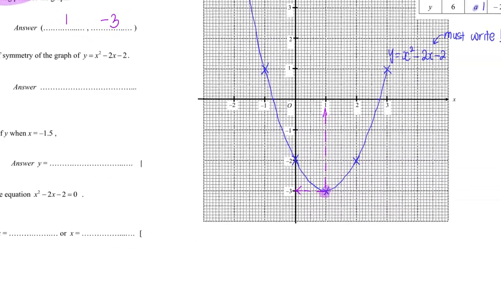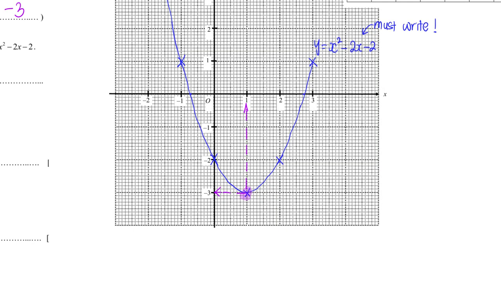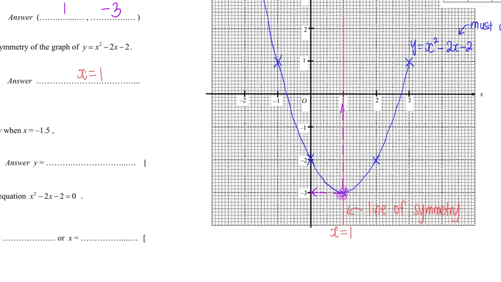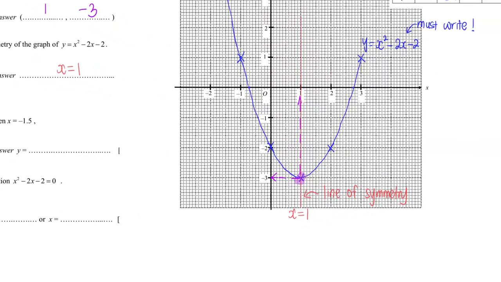The equation of the line of symmetry happens to be on this line here, where it is at the turning point. And so, this will be the line of symmetry, and the equation is x equals 1. So that is for part D. Okay, this is for part C.